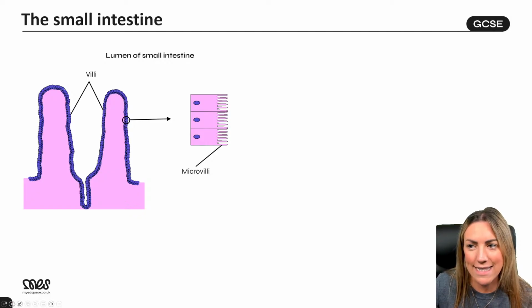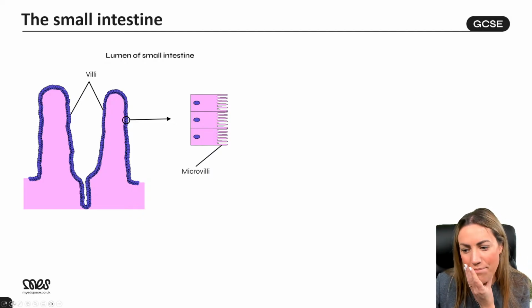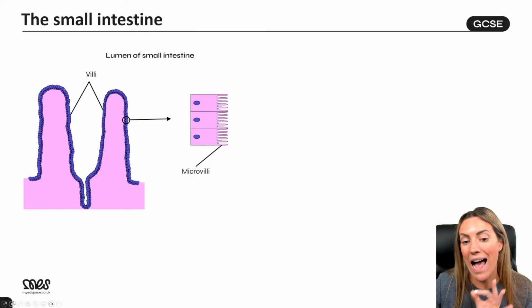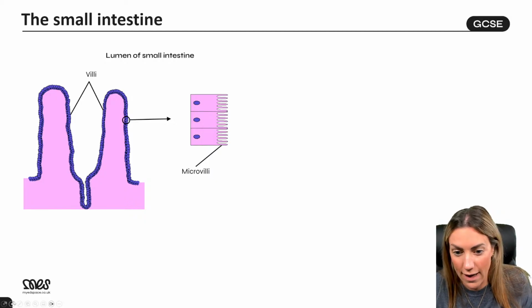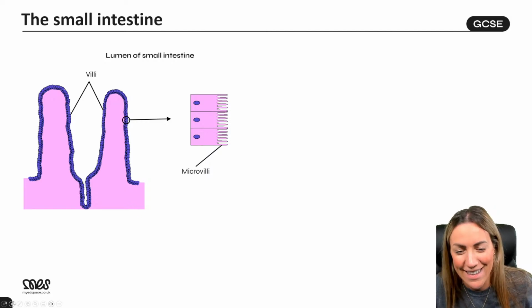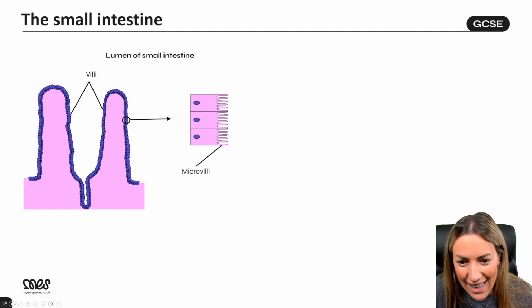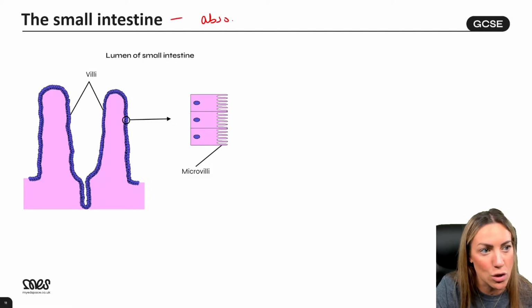Right, this slide, I've not given you a question, which you probably notice. But I want to know from you what happens in the small intestine, and we're going to make some notes on how the small intestine is adapted for this process. So what happens first of all? In the small intestine, let's write this at the top. It's the absorption of nutrients.